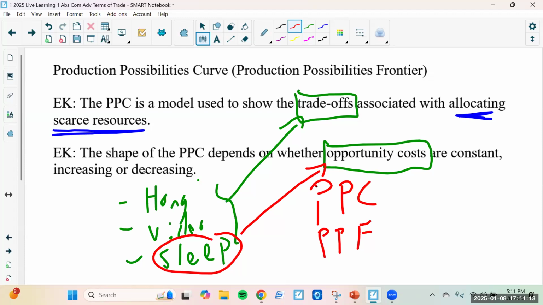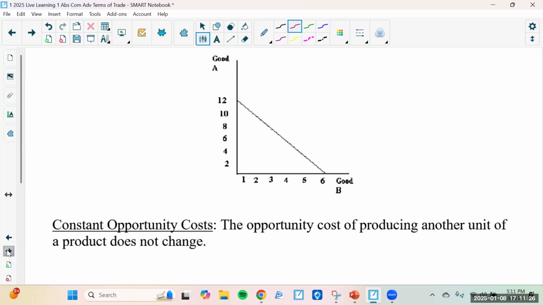Okay. So the shape of the PPC depends on whether the opportunity costs are constant, increasing, or decreasing. Okay. And I'll show you these, and when I do, then you'll understand what these mean. Okay. So this is what we would call a constant opportunity cost PPC.